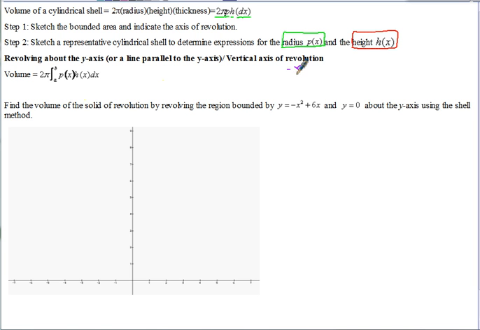So if we set negative x squared plus 6x equal to 0, if you factor out a negative x, that leaves you with x minus 6. So either x has to be 0 or x minus 6 equals 0, which gives you x equals 6. So those are the two places they intersect. And we already know y equals 0 is just the x-axis there.